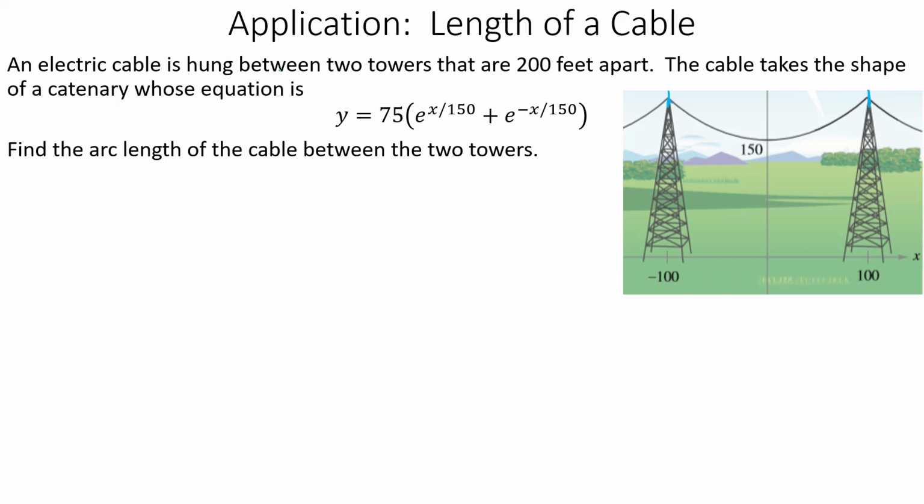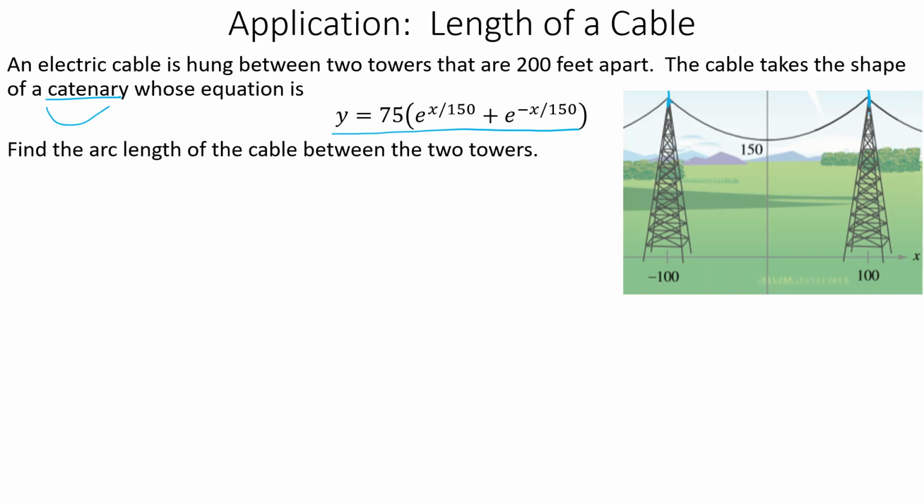All right, so an electric cable is hung between two towers that are 200 feet apart. The cable takes the shape of what's called a catenary, which is the shape of a hanging cable. It's like a parabola, but not quite a parabola, whose equation is given by that. Find the arc length of the cable between the two towers.